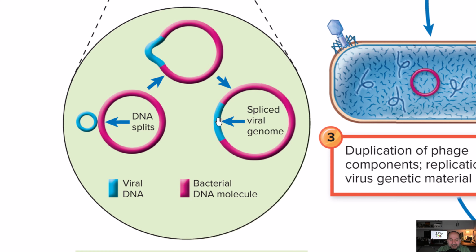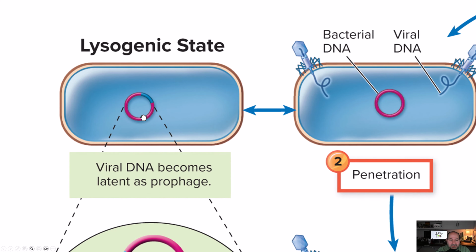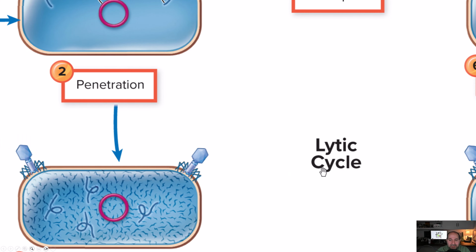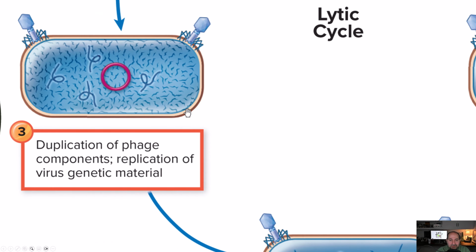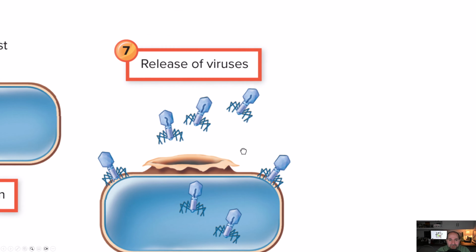And viruses, these bacteriophage, can sense that the bacteria is stressed. Can you believe it? And when the bacteria is stressed, the virus wants to get out of there before the bacteria dies. So what happens is the viral genome can excise itself back out, and then the virus can re-enter the lytic cycle when times get tough. That means that you can duplicate, assemble, mature, and lyse out of the cell.